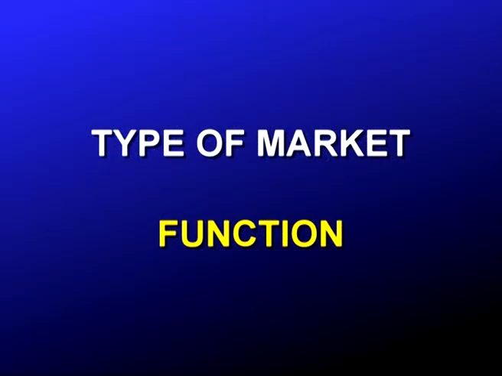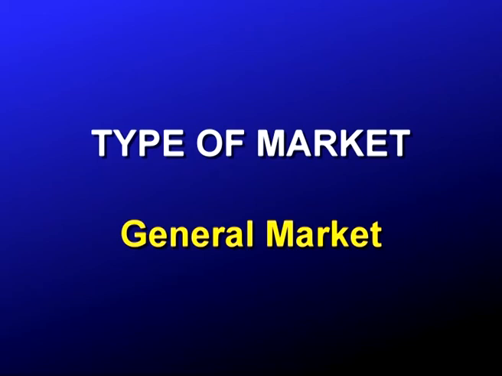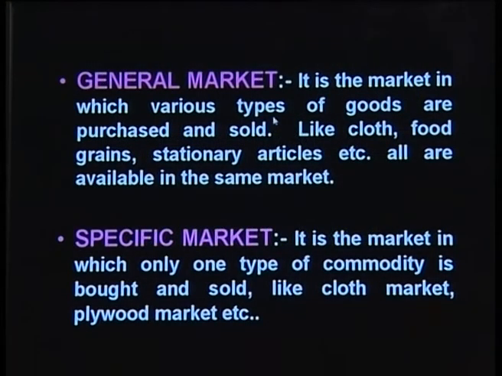On the basis of function, market can be of four types: general market, specialized market, marketing by sample, or marketing by grades. When we talk about a general market, it is the market in which various types of goods are purchased and sold, like cloth, food grains, stationery articles, etc. All are available in the same market.